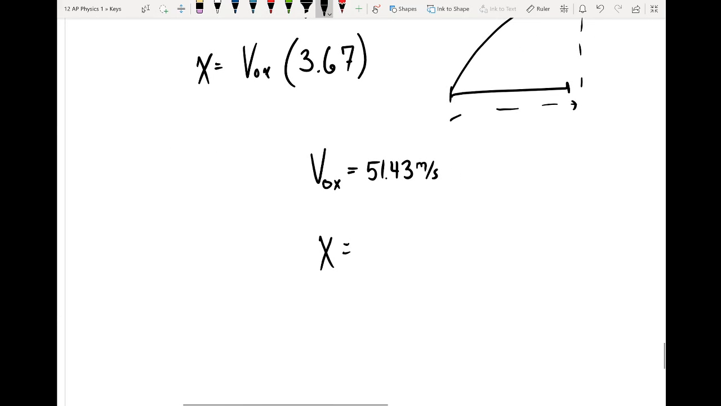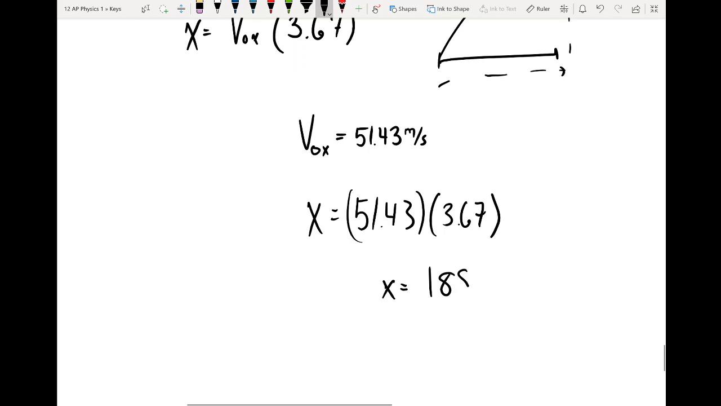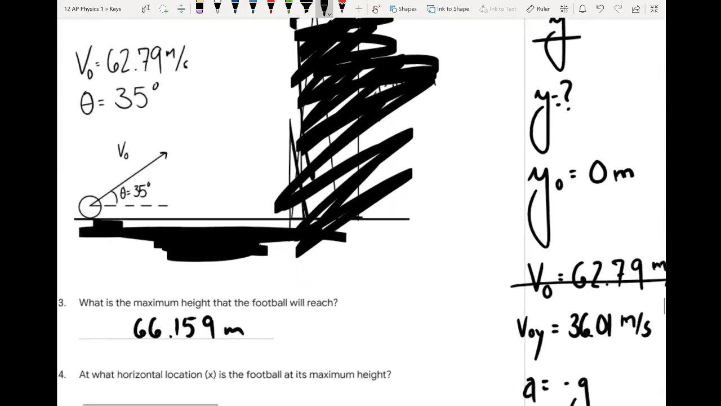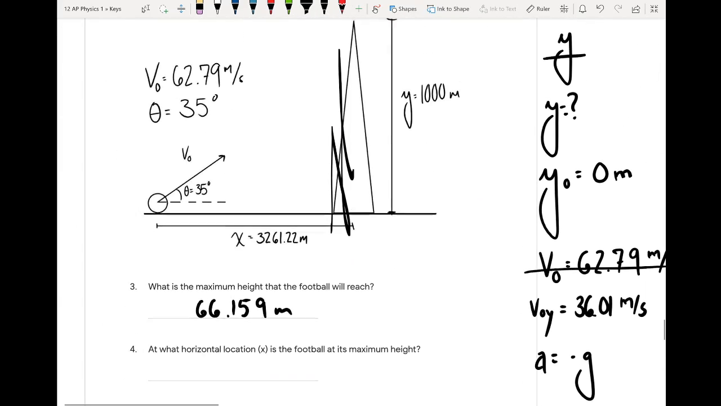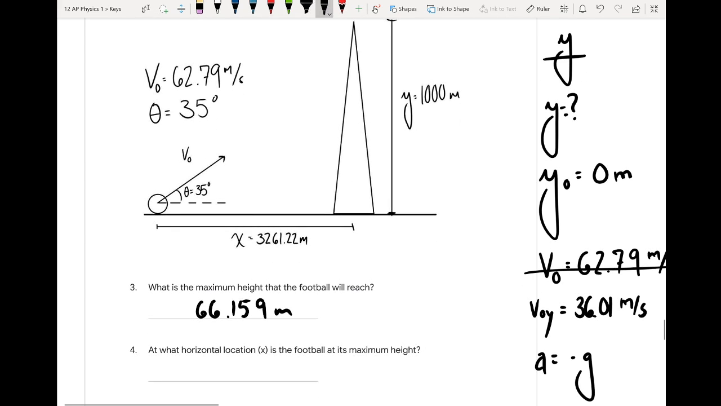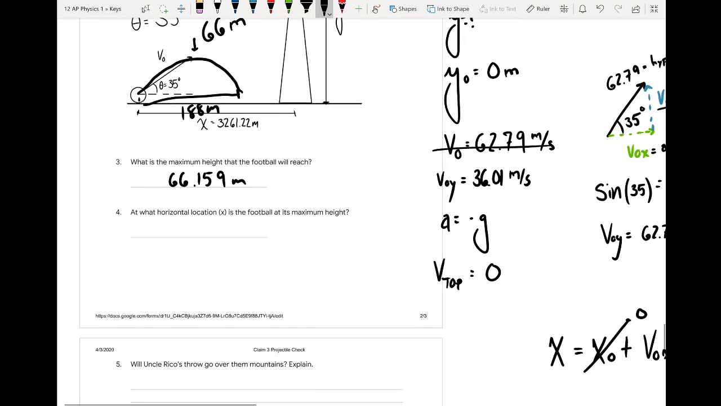So x equals 51.43 times 3.67. So that'll only be happening at 188.748 meters from where he threw it. If we look at this and uncover it, it looks like he's not going to make it over the mountain. It looks like he'll have a highest point of only 66 meters, and that'll be happening 188 meters away from the base of the mountain. So things are not looking good.